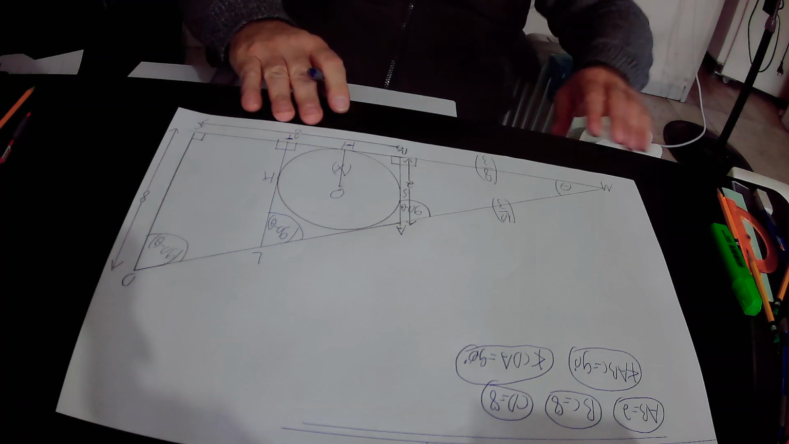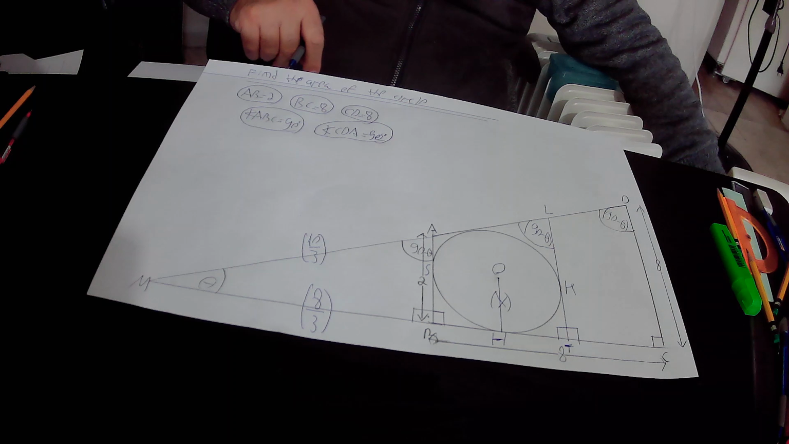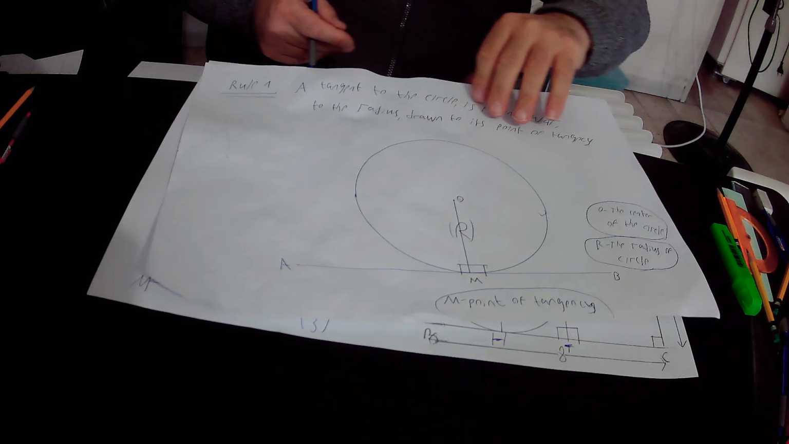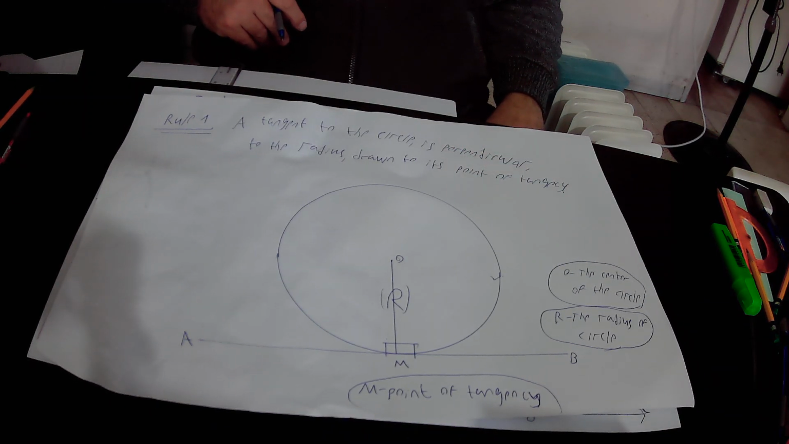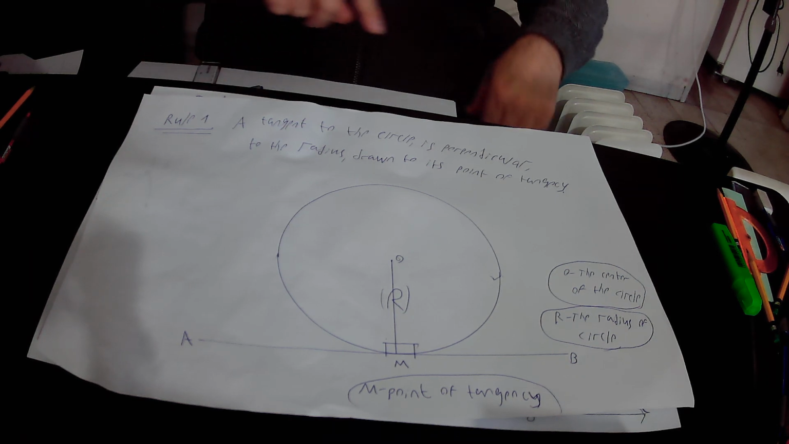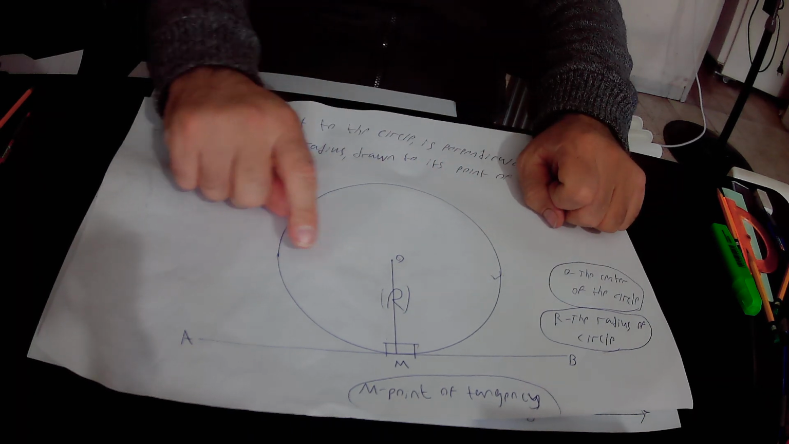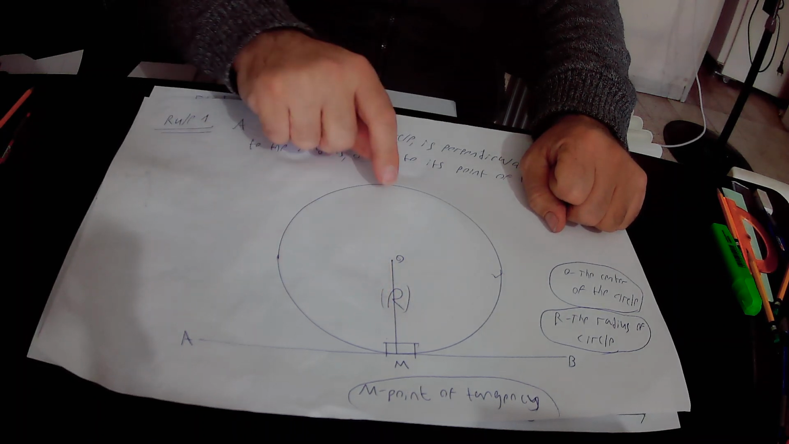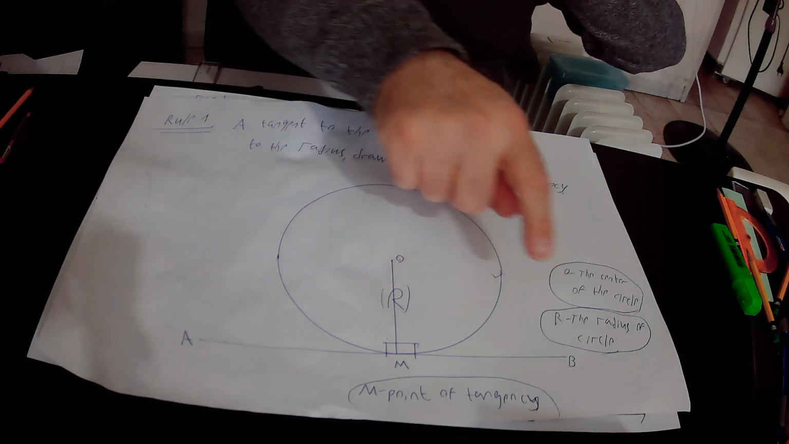Here we can implement rule 1 with drawing. I'll repeat quickly on rule 1. According to rule 1, a tangent to the circle is perpendicular to the radius drawn to its point of tangency. We have here a circle and tangent AB that is tangent to this circle at point M. Point M is the point of tangency. And we have the radius OM that is drawn to point M, that is the point of tangency of tangent AB with this circle.